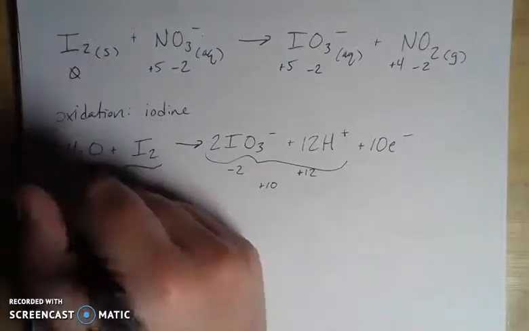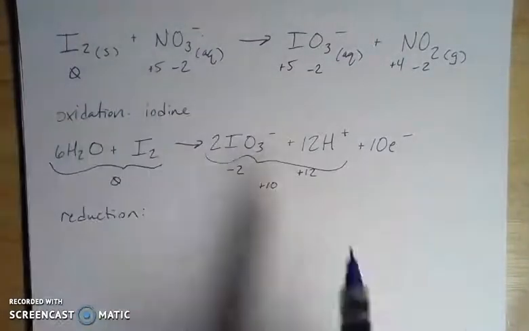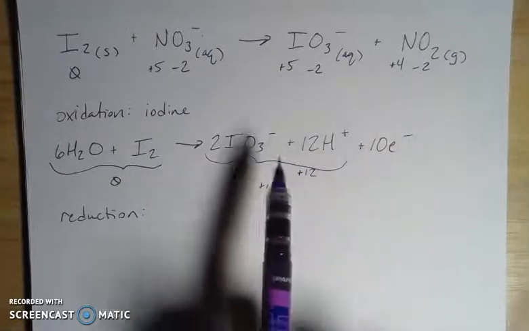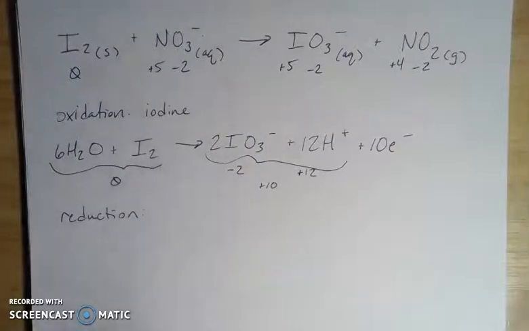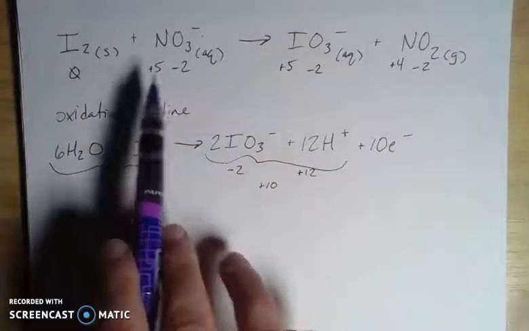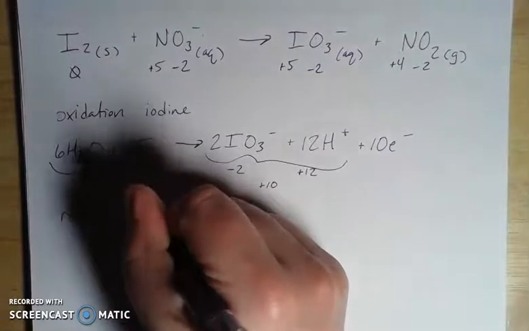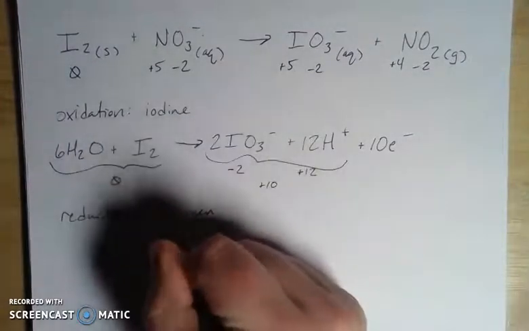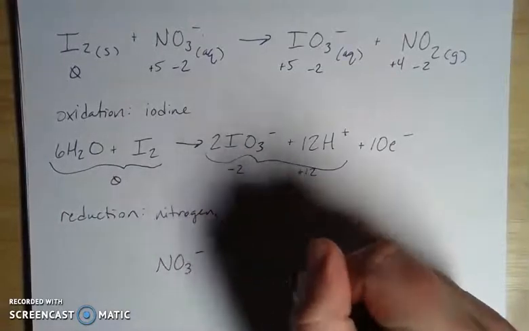Now we need to figure out what's being reduced. So if we look at our overall reaction, it looks like oxygen is staying the same. Iodine was what was being oxidized. So if I look at my nitrogen, I'm going from a +5 to a +4. So I'm reducing my oxidation number, which is reduction. So that's going to be my nitrogen. So we're going to keep all the things. Here's the nitrate going to nitrogen dioxide.